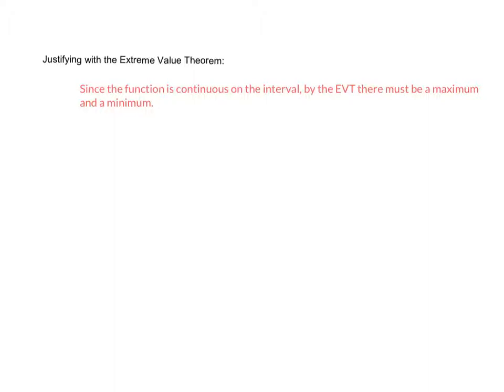When you justify the extreme value theorem, you want to say, since the function is continuous on the interval, you have to say it's continuous even if the question told you it was continuous. By the EVT, there must be a maximum and a minimum. You could say what those maximum and minimum are, but that's going to get you full credit, just that explanation, if you have to justify anything with the extreme value theorem.